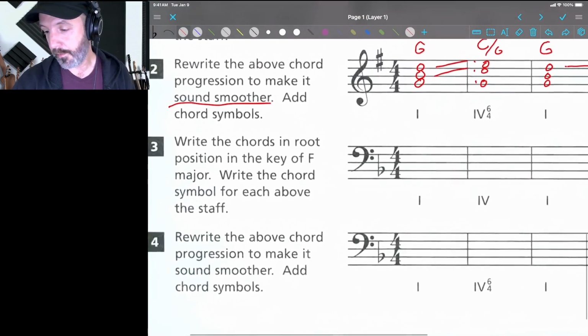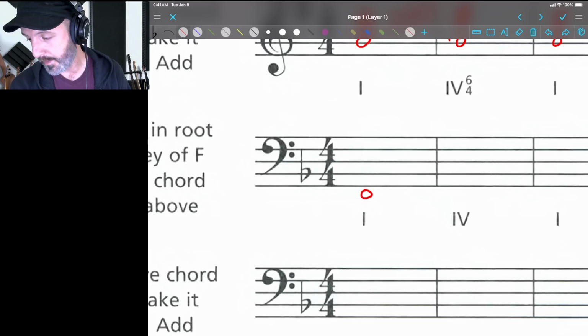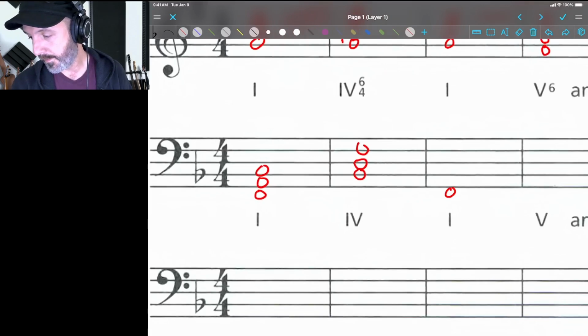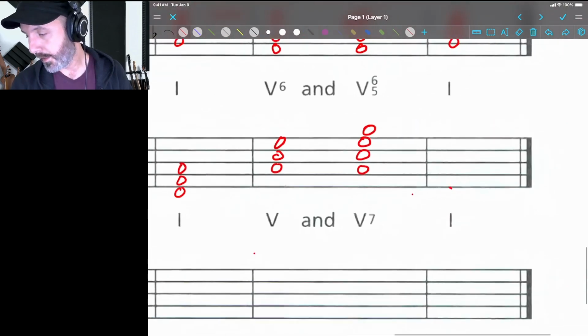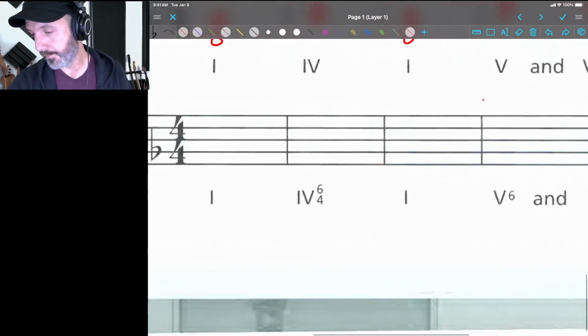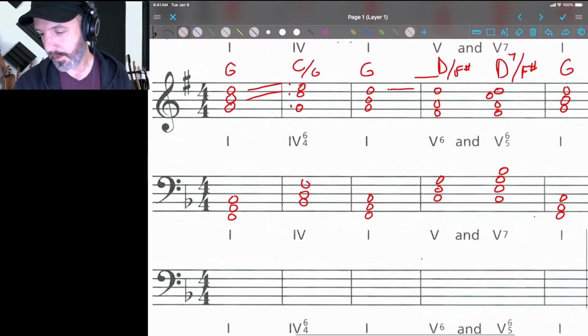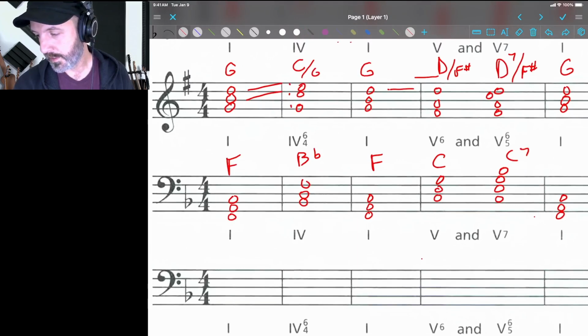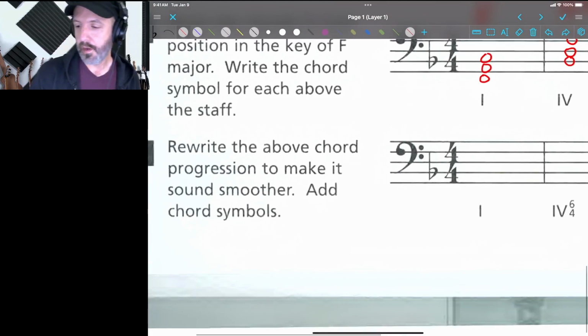All right, we'll write a chord symbol for each. Write the chord. All right, so I'm just going to do this. We're in bass clef. So F, B flat, F, C, or C7, and then F. All right, buddy. Write the F, B flat, C7, F. Rewrite the progression to make it smoother.